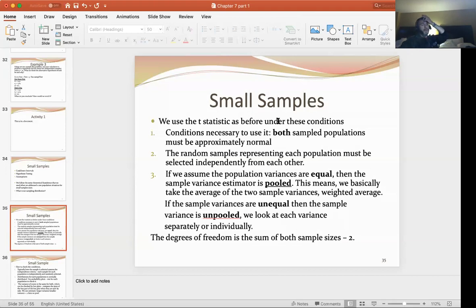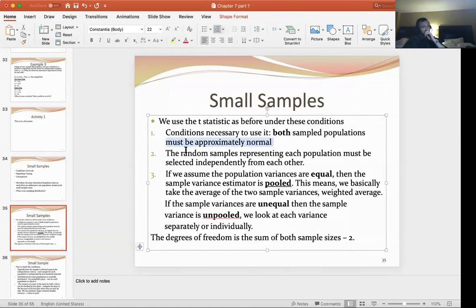So again, we're going to use a t-statistic. Both sampled populations must be approximately normal. Again, they must be random samples. They must be selected independently from each other, all that good stuff. So what is new here is this idea of a pooled variance. So it's essentially taking a weighted average of the two variances. And we're going to go through an example of that.